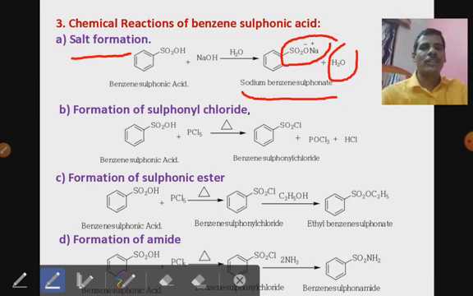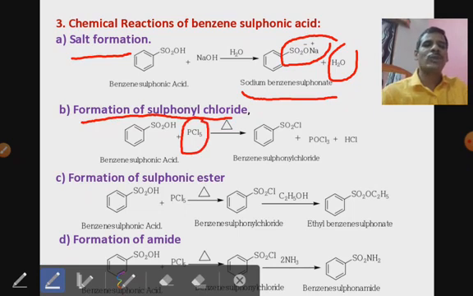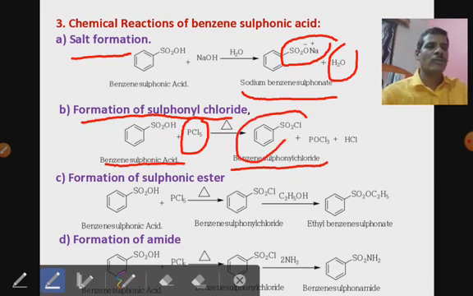The second is the formation of sulfonyl chloride. Here we use phosphorus pentachloride as a chlorinating reagent. Similarly, we know that any carboxylic acid reacts with a chlorinating reagent to give the corresponding chloride. Here also benzene sulfonic acid reacts with phosphorus pentachloride, and there is a formation of benzene sulfonyl chloride. Phosphorus oxytrichloride and HCl are the byproducts.